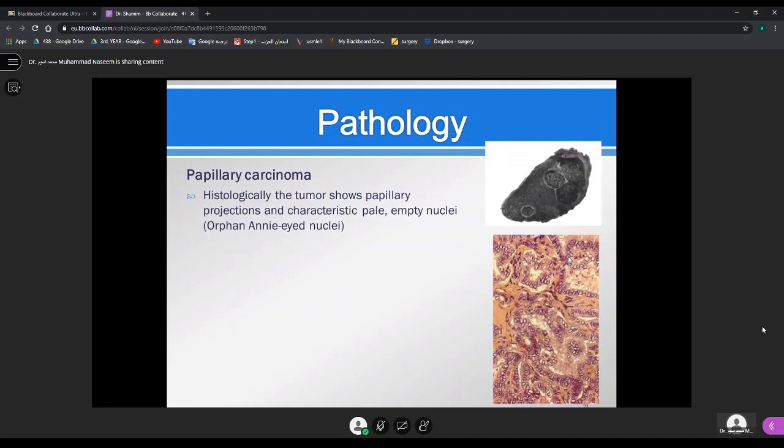Pathologic features of papillary carcinoma. Histologically, the tumor shows papillary projections and characteristic pale, empty nuclei, which are called Orphan Annie eye nuclei. You can see in this slide that in the papillary projection only the surrounding rim of cells is present. These are very rarely encapsulated.